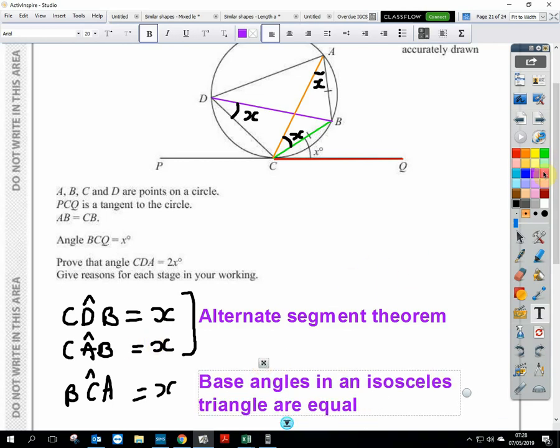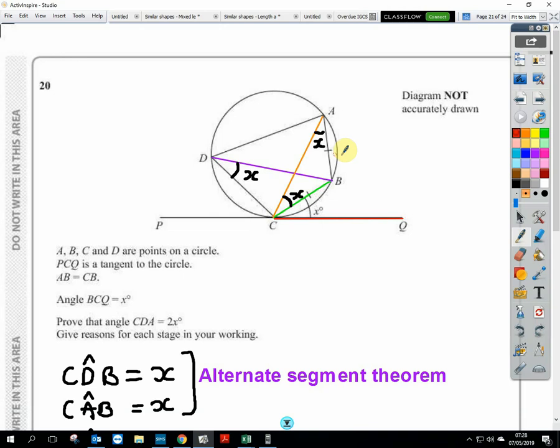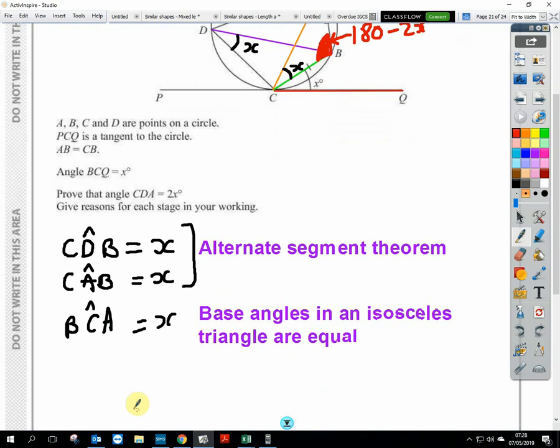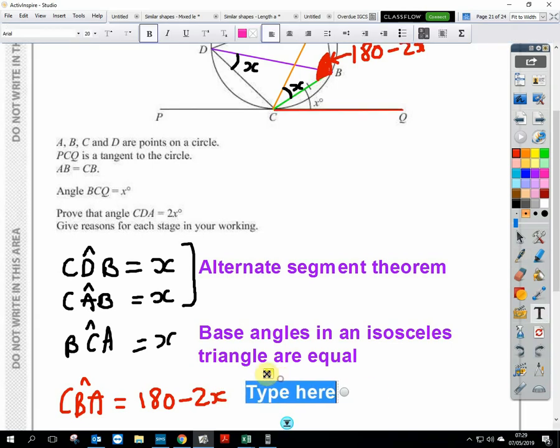Now, if I take a look at this triangle CAB, then the angle at the top here, if I add these two together, x add x, and subtract it from 180, then that gives me 180 minus 2x for this angle here. Okay, so let's write that down. CBA equals 180 minus 2x. And the reason there is angles in a triangle add up to 180 degrees.